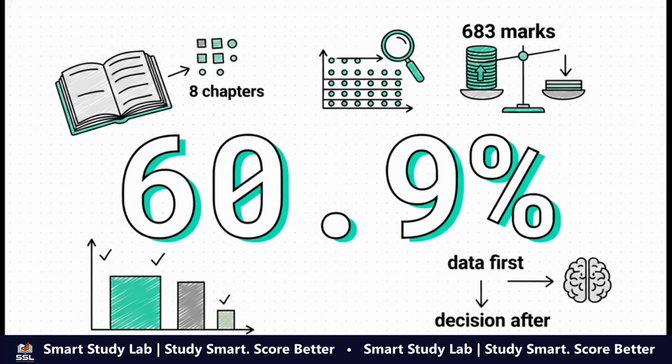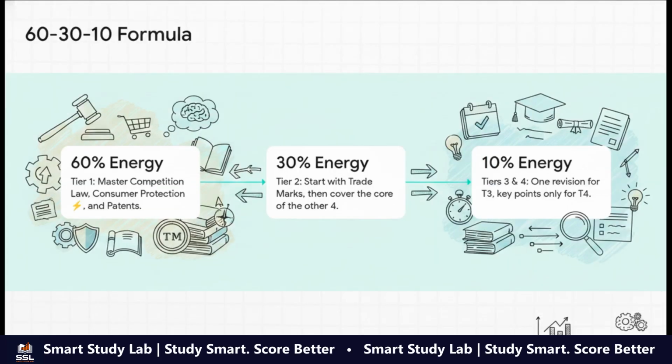This isn't about recklessly skipping things. It's about intelligently investing your time and energy where it's going to give you the biggest reward. Data first, then your decision. So here it is, our 60-30-10 formula for paper 6.